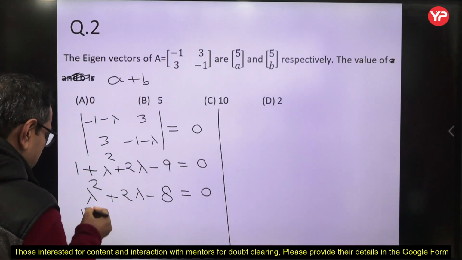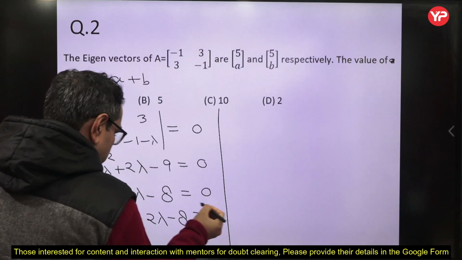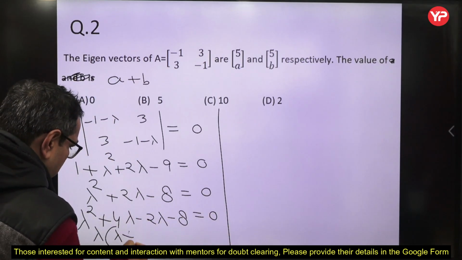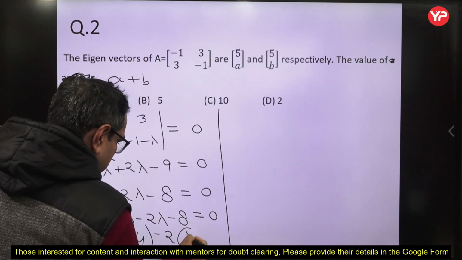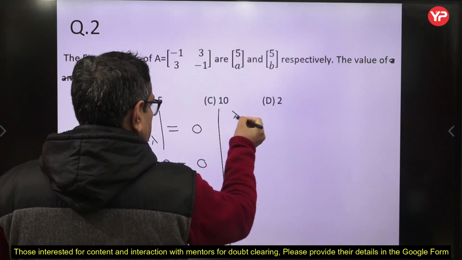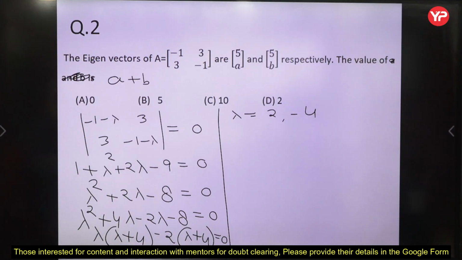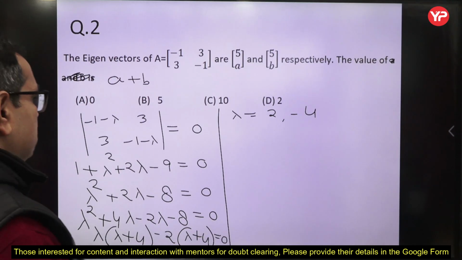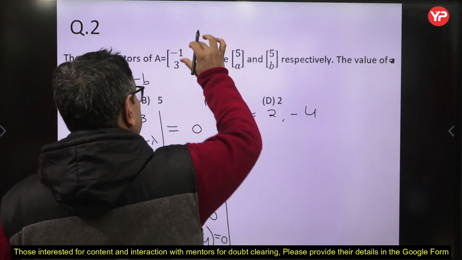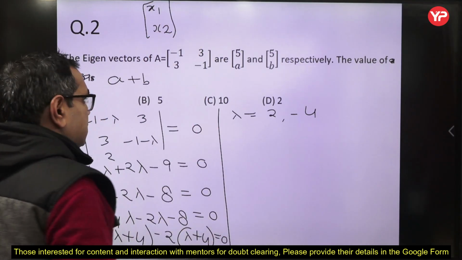We can factorize this as lambda square plus 4 lambda minus 2 lambda minus 8 equal to 0. We take lambda common, so lambda plus 4, then minus 2 common, so lambda plus 4 equal to 0. So lambda is equal to 2 and minus 4. There are two eigenvalues, 2 and minus 4, so we will compute the eigenvector corresponding to both. This is a 2 by 2 matrix, so the eigenvector will be of this form: x1, x2.